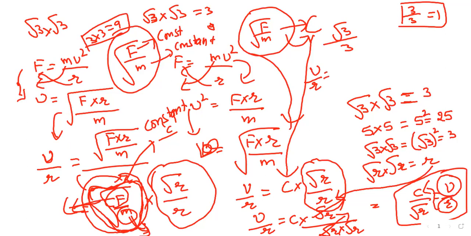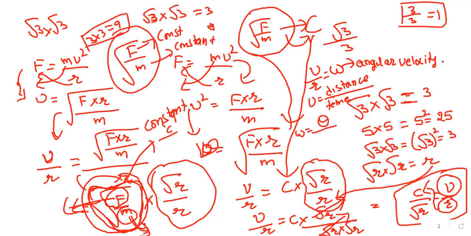So what does this v upon r represent? This is nothing but omega, which we call angular velocity. Okay. So just like how we define velocity as the distance traveled upon time taken, right? Mm-hmm. Similarly, the angular velocity is defined as the angle rotated per unit time. So this is how we define the angular velocity.